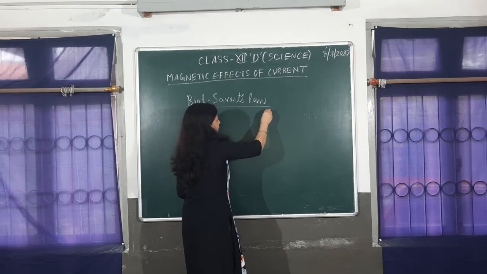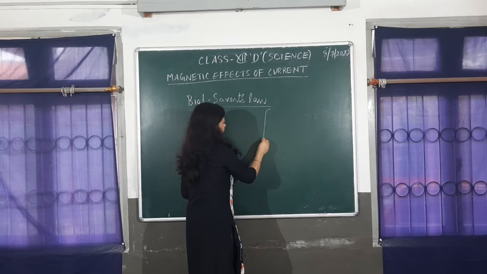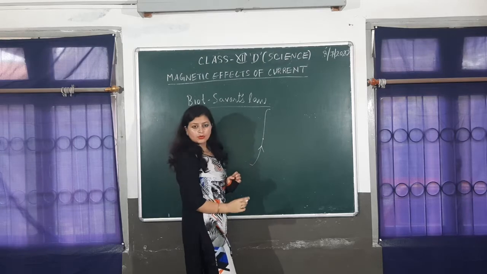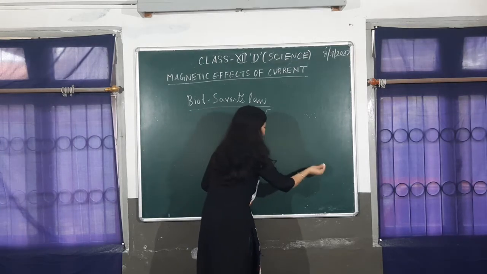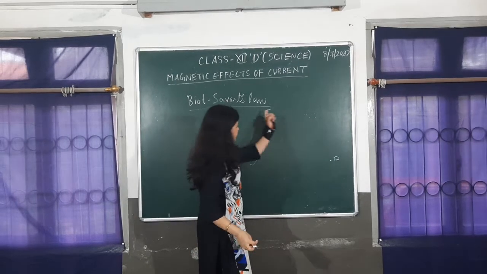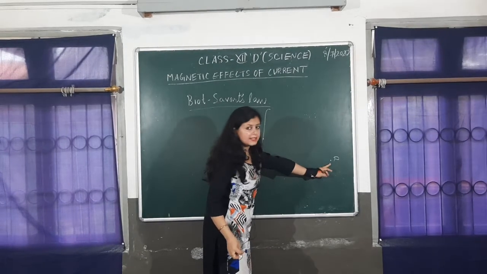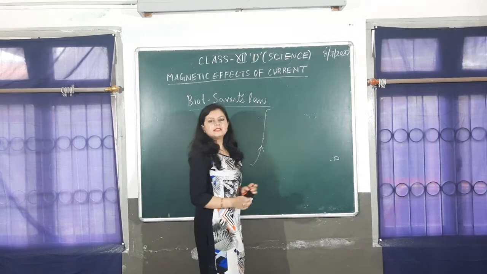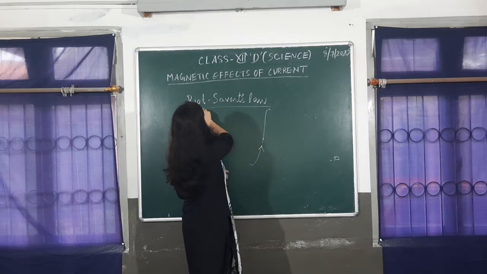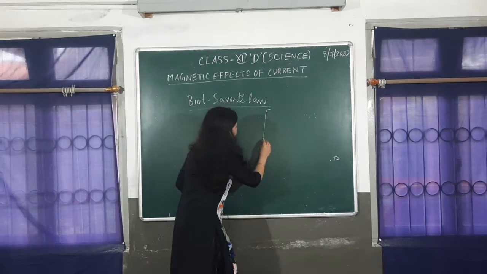Suppose you have a very long current carrying conductor, say the current is from south to north, and you take any point P here. Now this P lies in the vicinity of this current carrying conductor. That means there will be a magnetic field induced at this point P. The amount of magnetic field induced at this point P is given by Biot-Savart's law. For that, we will just complete the diagram.